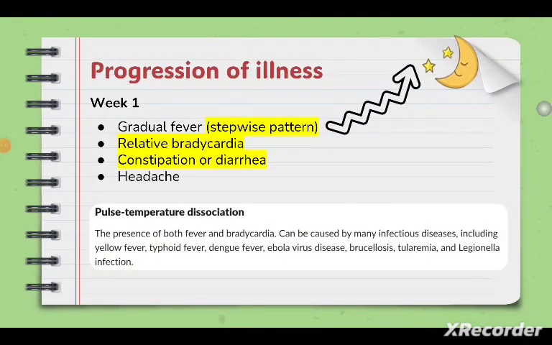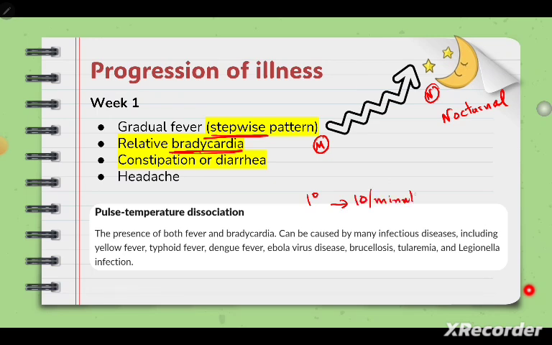So progression of illness in week 1, for example: patients usually present with gradual fever in a stepwise pattern, and this means that the fever is maximum at night and lowest in the morning, and this is sometimes referred to as nocturnal fever. And number 2, there is relative bradycardia, and this is because when temperature rises by just 1 degree, the heart rate will rise by 10 beats per minute.